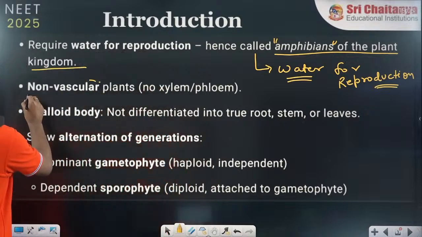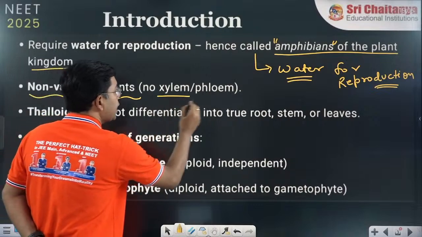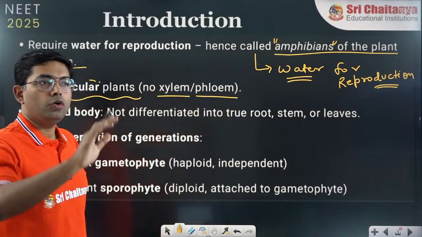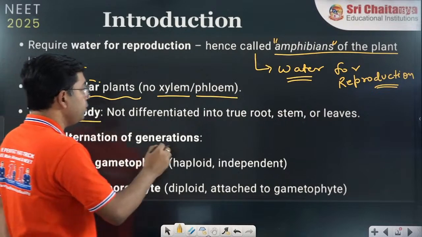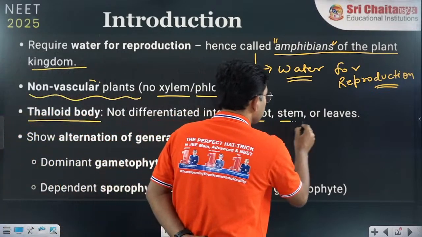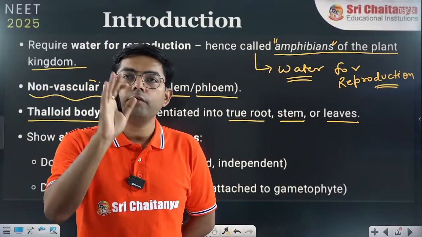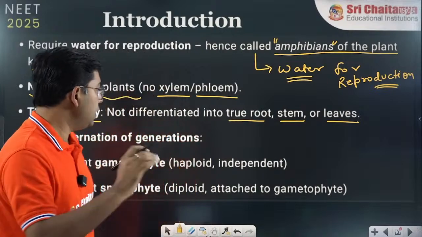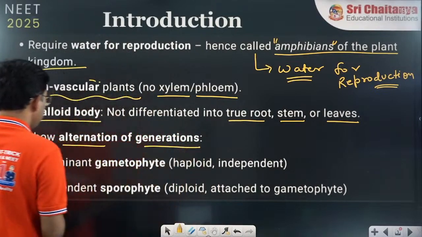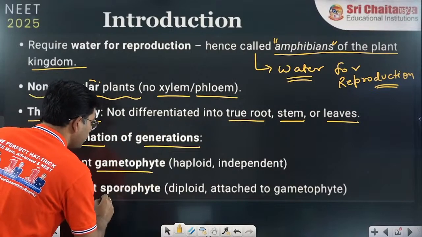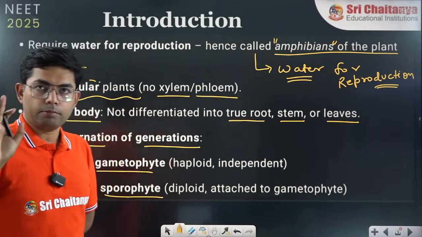Second point, they are non-vascular plants, means there is no xylem, no phloem present. They have a thalloid body, means true root, stem and leaf are not present, just like algae. Now they show alternation of generation, that is between gametophyte and sporophyte. So this we will study in a little detail, right?